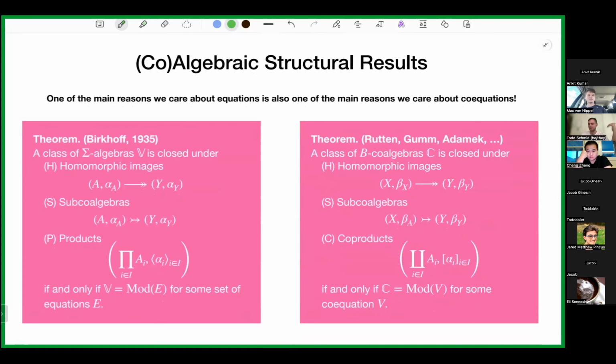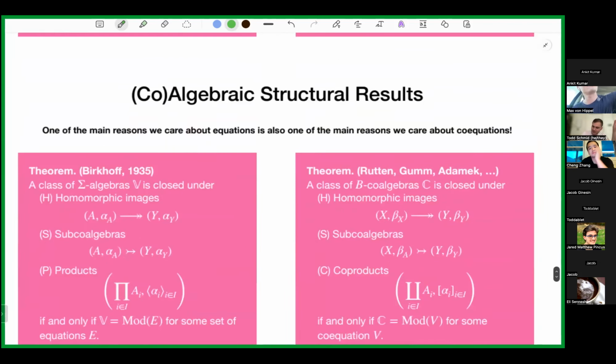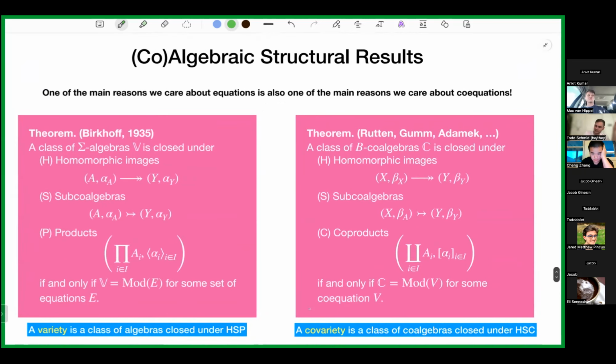Relaxing restrictions step by step. For coalgebras, we know that a given category of coalgebras is closed under homomorphic images, subcoalgebras, and coproducts if and only if there's some coequation that describes them. And there's a really nice open problem that I hope I will get to by the end, where we have a really nice description of a covariety, one that's closed under the homomorphic images and subcoalgebras and coproducts I've written here, but we actually don't have a coequation for it.